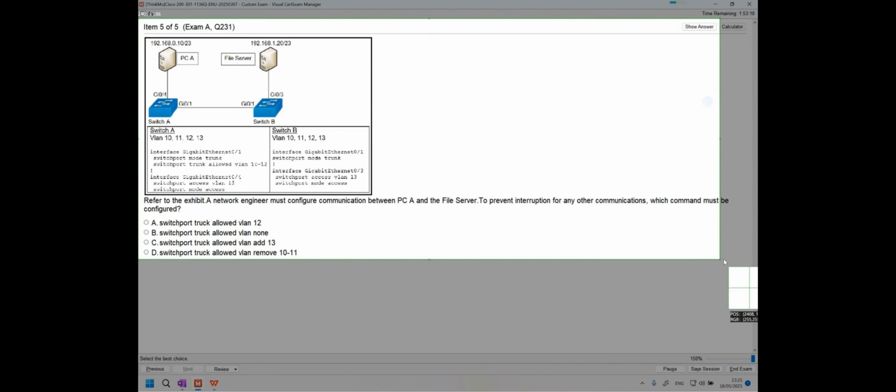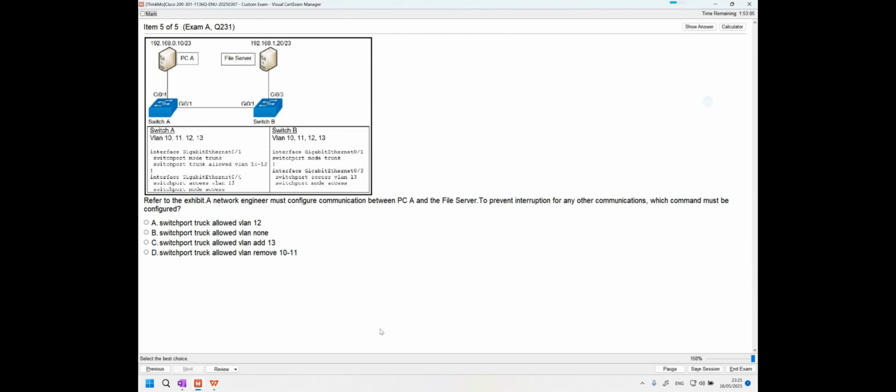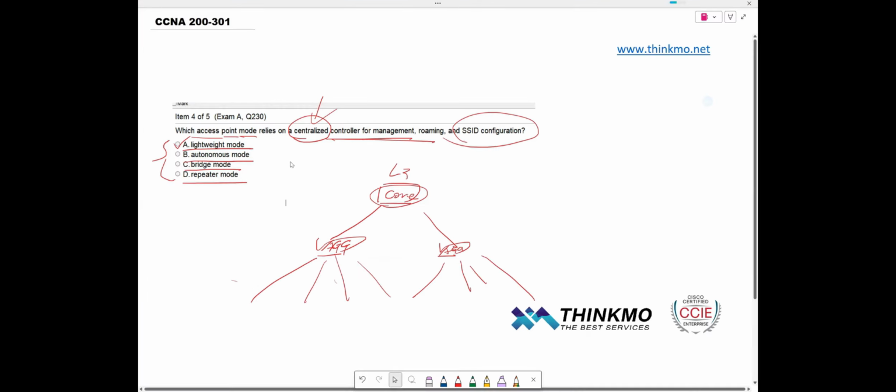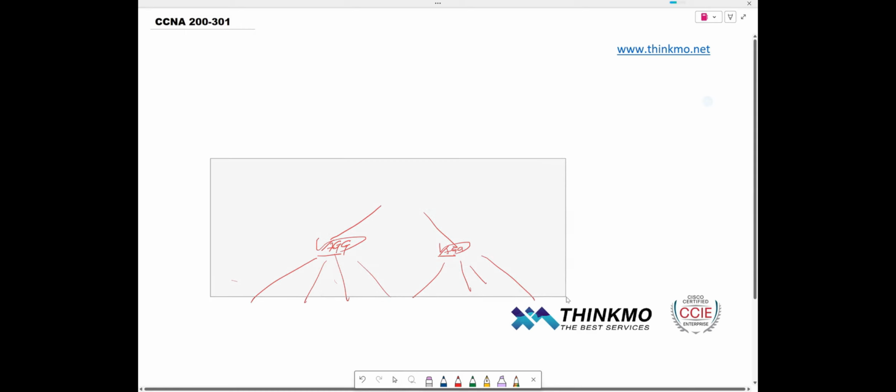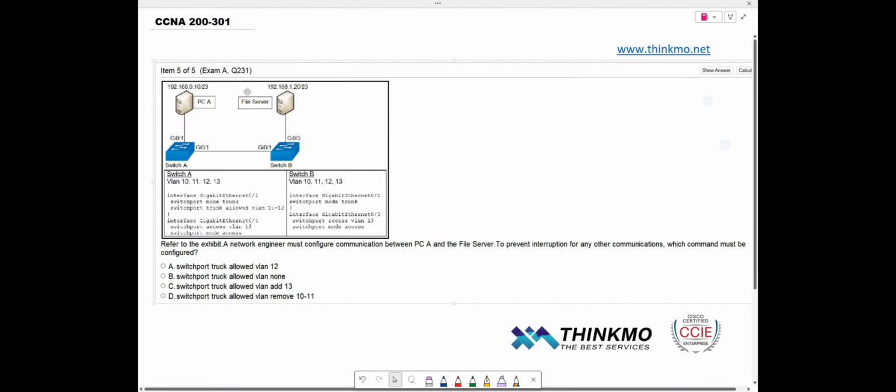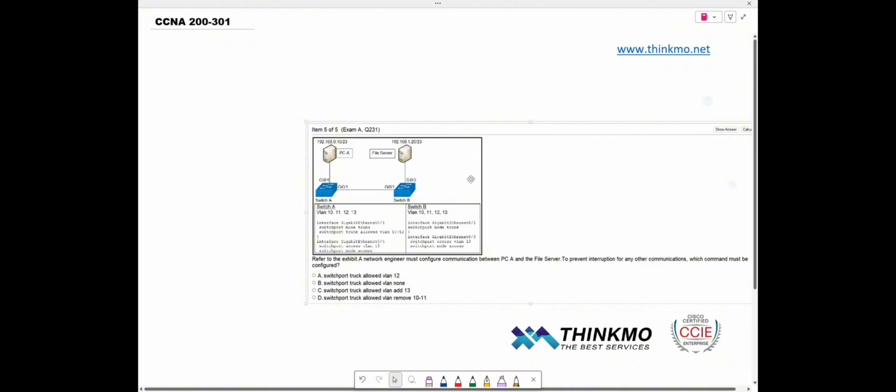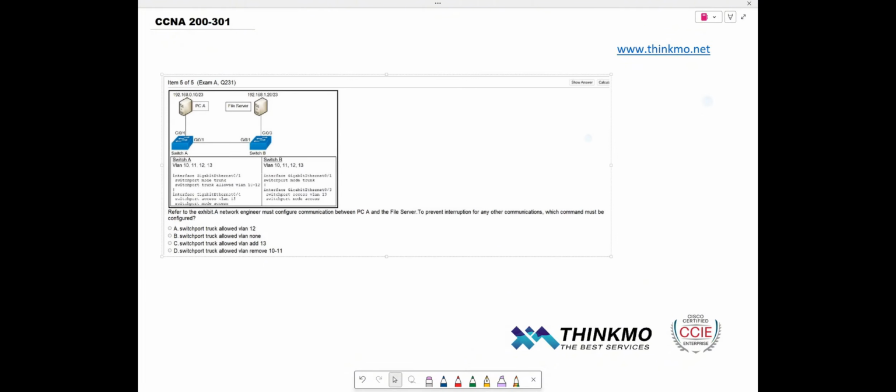Question 5. The diagram for question 5 isn't very clear. It says that for this question, we need to look at the diagram. It says that the company must, on this PCA, ensure that communication with the file server, the one on the right, is protected from interference by others. Which of the following commands must be configured?